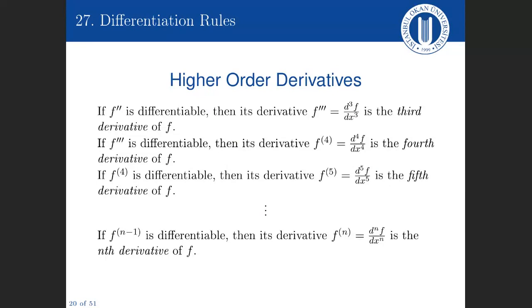We can go higher. If f double prime is differentiable, then we can differentiate it. And its derivative, f triple prime, is called the third derivative of f. And so on. If f triple prime is differentiable, then its derivative is the fourth derivative of f. If the fourth derivative of f is differentiable, then its derivative is called the fifth derivative of f. And so on. If the n minus 1th derivative of f is differentiable, then its derivative is called the nth derivative of f. We can go on and on as far as we want.